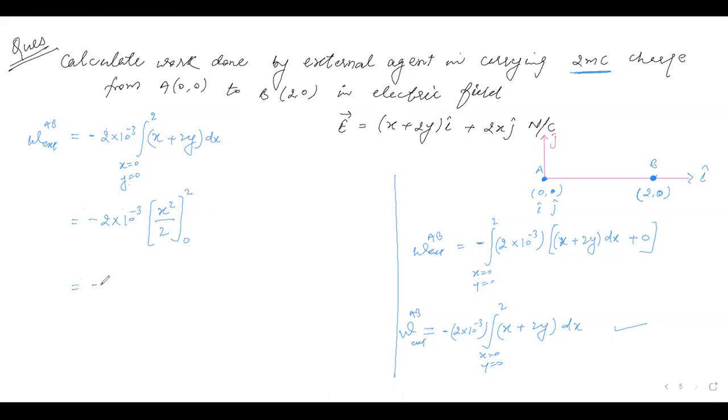When you expand this value, you get 2 into 10 raised to the power minus 3. Put the value of 2 at the position of x first. We can write here 2 square over 2, minus, put 0 at the position of x. This is your 0 square over 2. Again, we get minus of 2 into 10 raised to the power minus 3, 2 to the 4 over 2, minus 0.